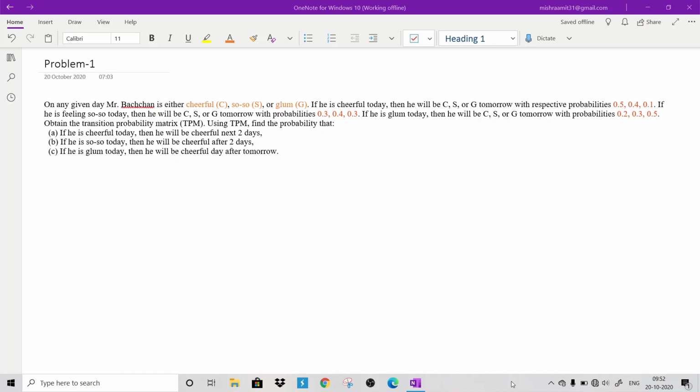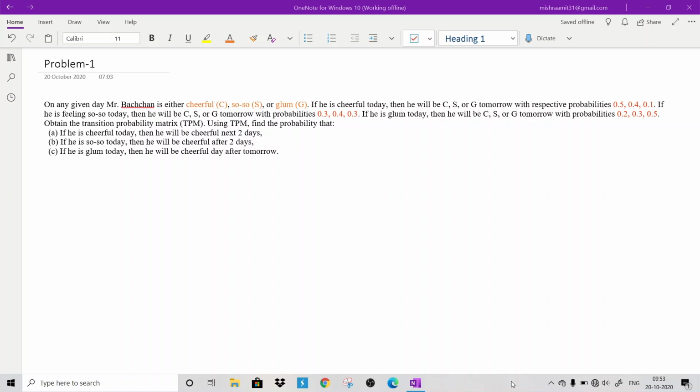as follows. On any given day, Mr. Bachchan is either cheerful, represented by capital C, so, represented by capital S, or glum, in short, capital G. So that means on any given day, Mr. Bachchan has three states of mind: cheerful, so, or glum. If he is cheerful today, then he will be cheerful, so, or glum tomorrow with respective probabilities 0.5, 0.4, 0.1.